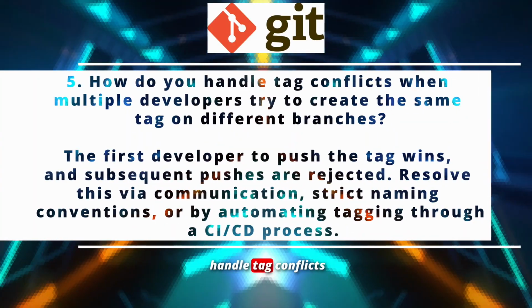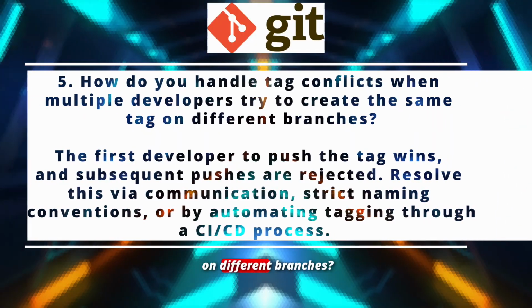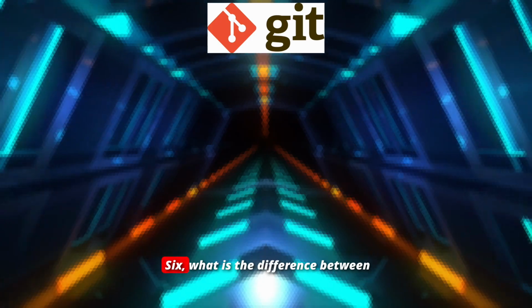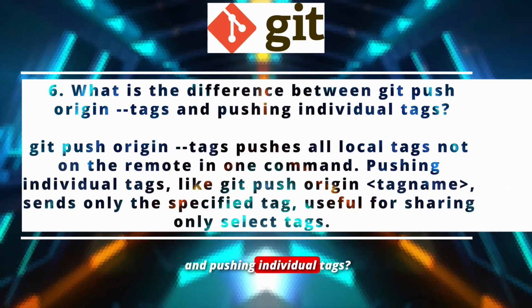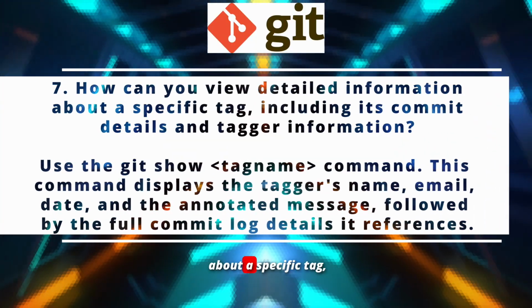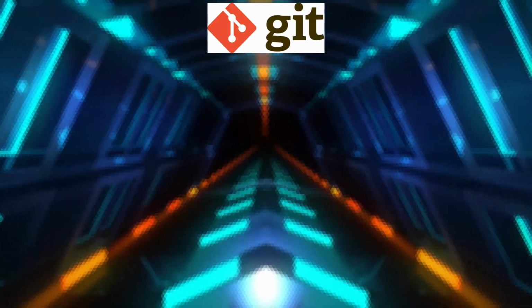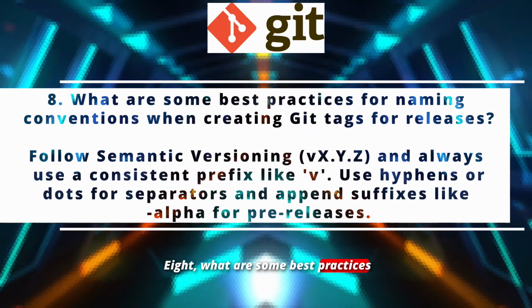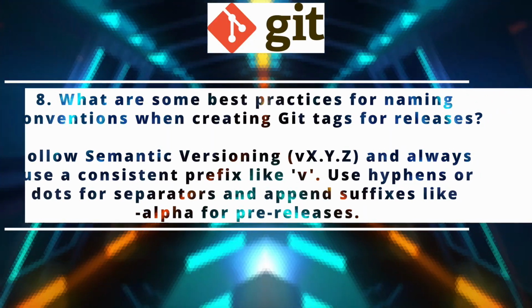5. How do you handle tag conflicts when multiple developers try to create the same tag on different branches? 6. What is the difference between git push origin --tags and pushing individual tags? 7. How can you view detailed information about a specific tag, including its commit details and tagger information? 8. What are some best practices for naming conventions when creating Git tags for releases?